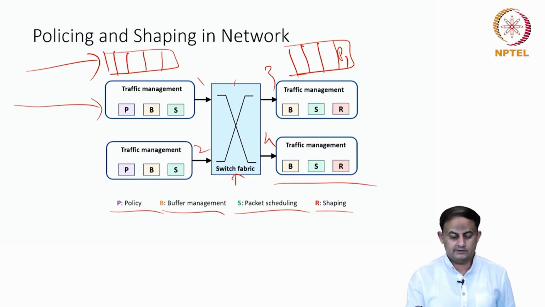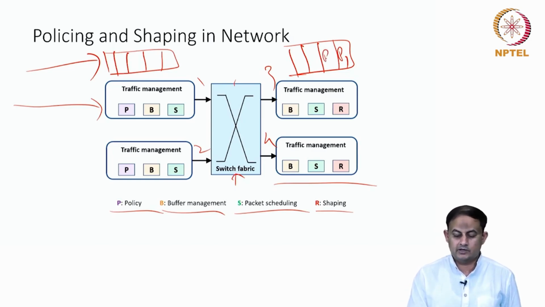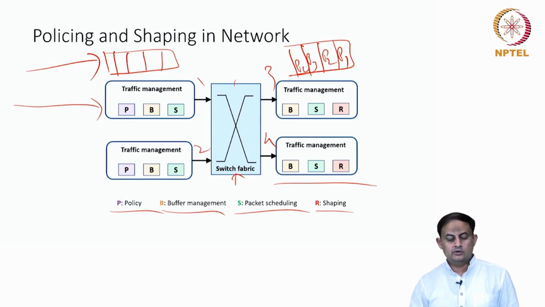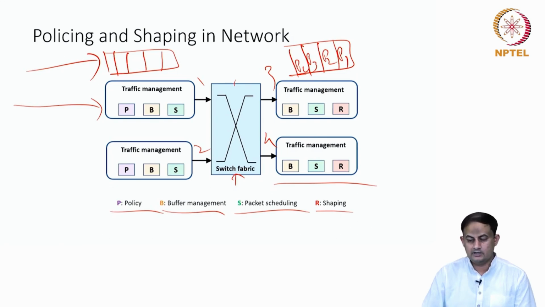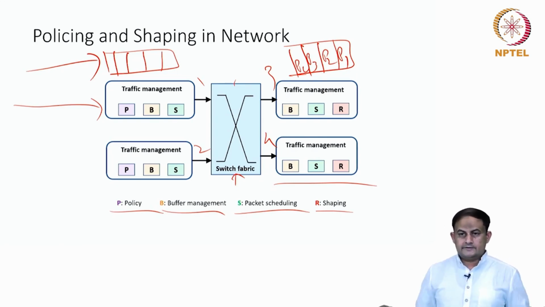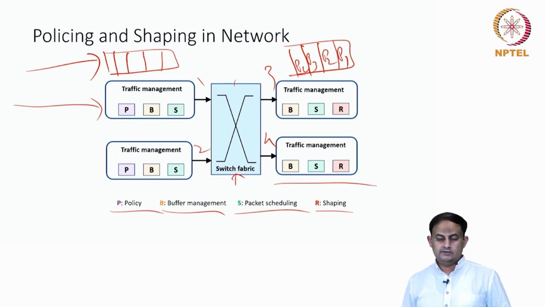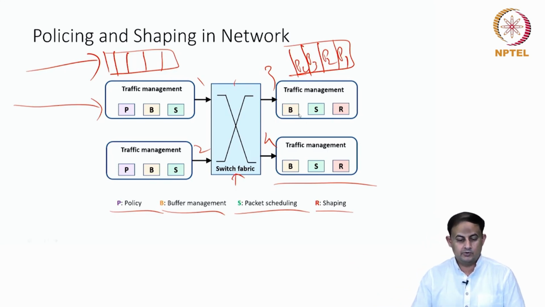Maybe P1 has come from port number 1, P2 has come from port number 2, P3 has come from port number 2 again, and P4 has come from port number 1. Now you can decide whether you want to transmit the packets that arrived on input port number 2 with a priority or not. That is why this scheduling operation is required. So, in a nutshell, policing, buffer management, and scheduling happen at the input port, and buffering, scheduling, and shaping operations happen at the output port when you want to transmit the packets on the output line.